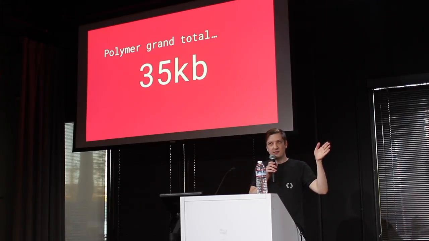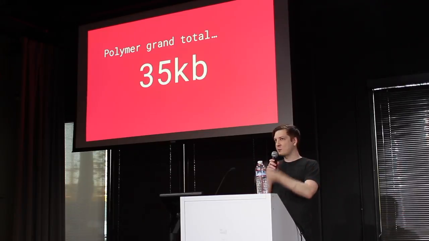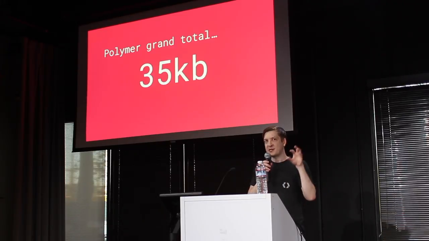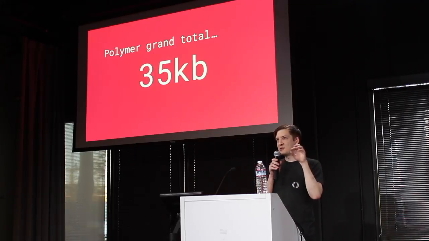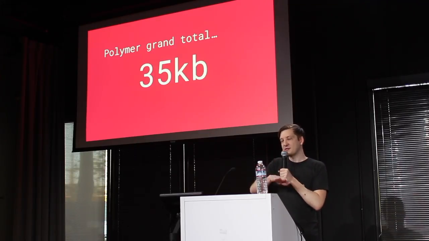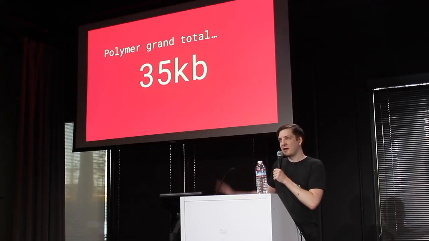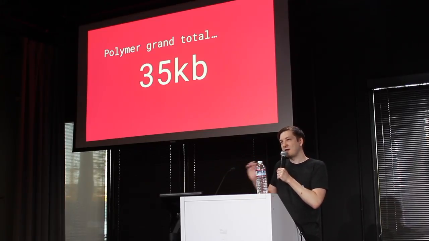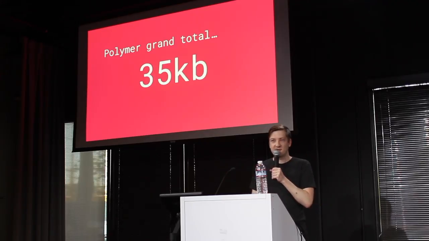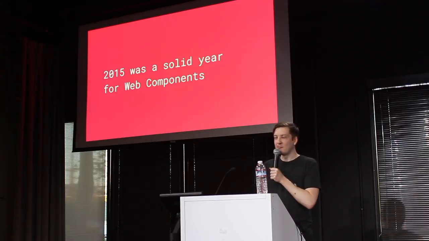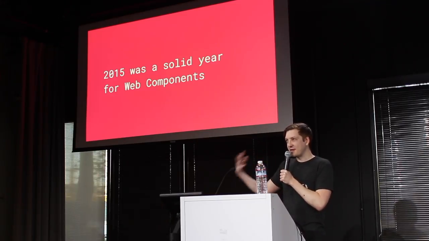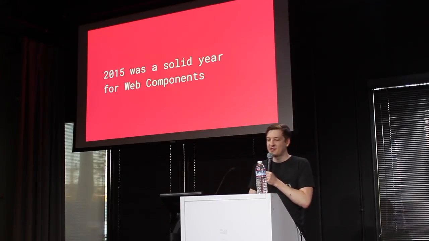And between version 1.0 and version 1.3, which is what we're on now, the library is actually reduced in size by 20%. And we aim to continue doing that so that once web components are shipping everywhere, when you don't have any polyfills, Polymer itself is just this thin layer on top of the native APIs, just to make you a little bit more productive. So I think 2015 was a solid year for web components. Again, it's been sort of nice, solid progress.